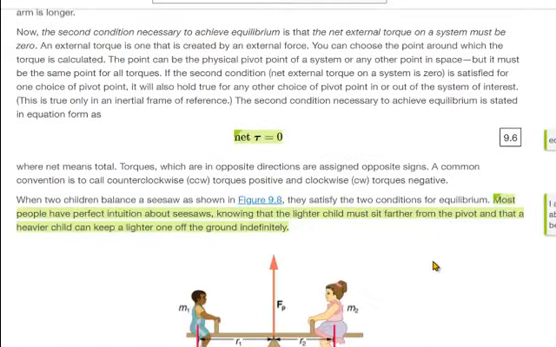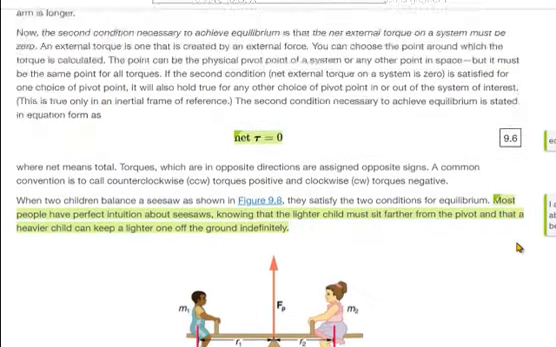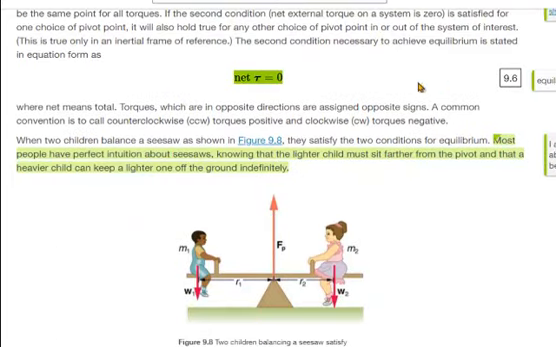Clicked on that one, and then I came up with equilibrium of torques. Okay, there it is. And then here, most people have perfect intuition about seesaws, knowing that the lighter child must sit farther from the pivot, and that a heavier child can keep a lighter one off the ground indefinitely if they sit too far. So you can see that here.